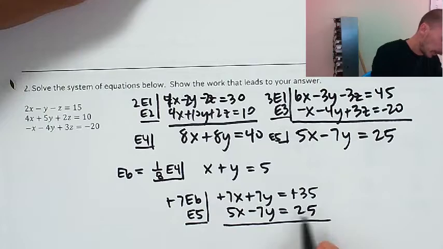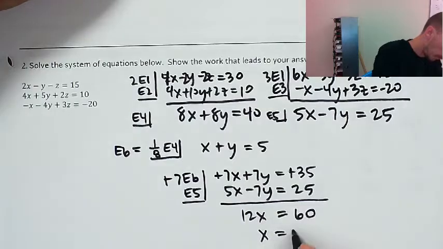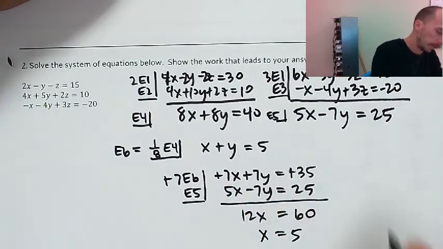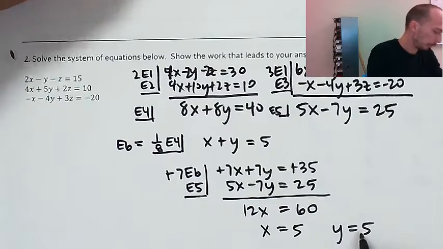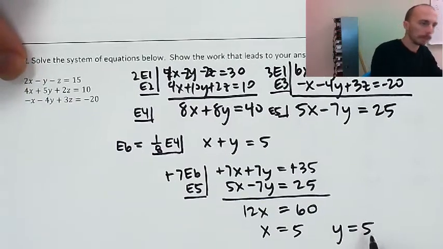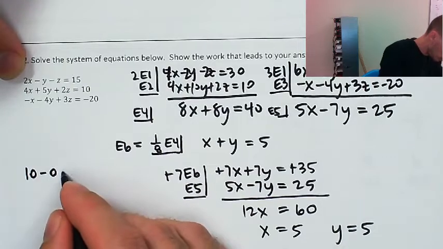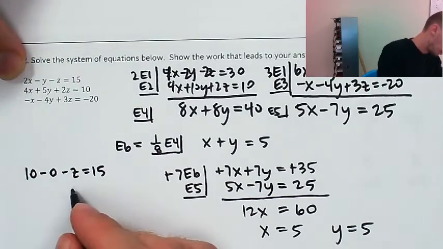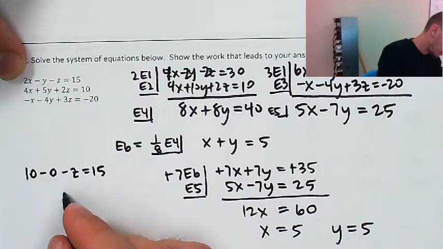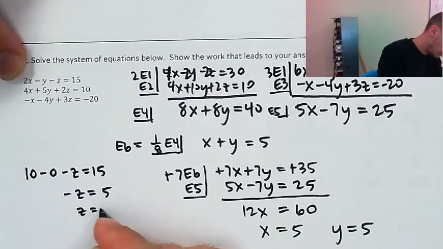And then I will get 12x equals 60. Okay, divide both sides by 12, and x is going to equal 5. Then x plus y needs to equal 5, so that makes me think that y is going to equal 0. And then I just go to one of my original equations to find z. I might use the first one. 2x is 10, minus y is minus 0, minus z equals 15. So I subtract 10 from both sides, and I get negative z equals 5. So z equals negative 5.